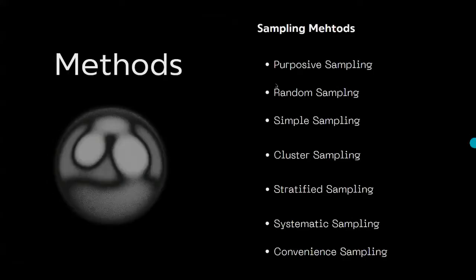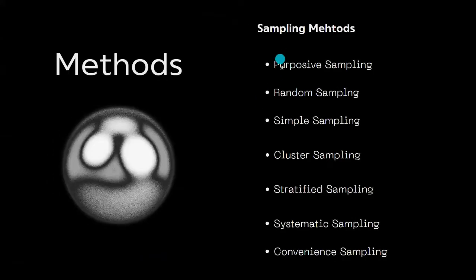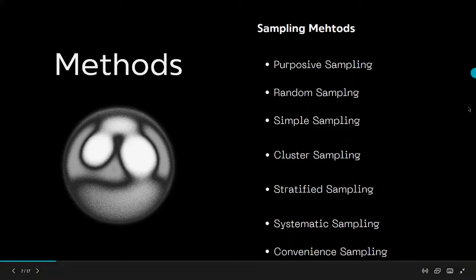First of all, we have listed some of our sampling methods. They are purposive sampling, random sampling, simple sampling, cluster sampling, stratified sampling, systematic sampling, and convenience sampling.